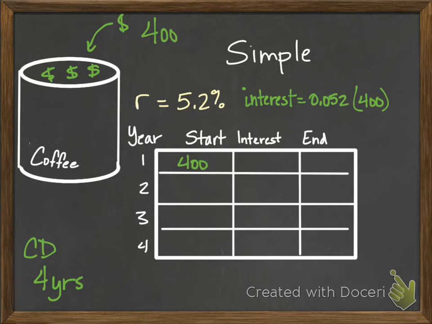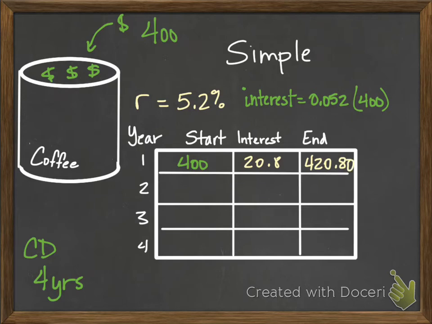Okay, so if my interest rate is 5.2% and I'm putting $400 in, the way this works is that every year I'm going to get 5.2% of my $400. So I changed 5.2% to a decimal, so 0.052 times 400 gives me $20.80. So that's how much interest I earn for the year. My starting value is $400. I earn $20.80. So at the end of the first year, I have $420.80 because I just added it on.